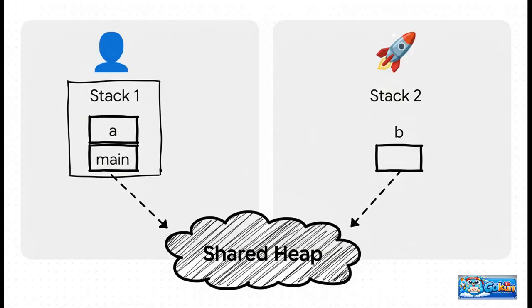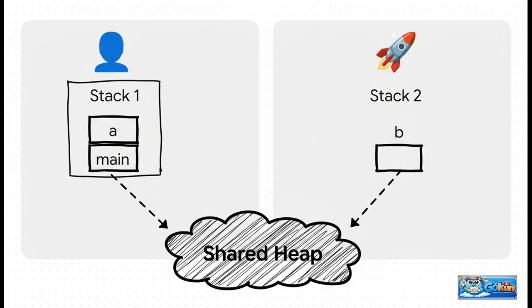And this slide gives you the perfect mental picture of what's happening. After main calls A and also launches go B, you have two parallel worlds. You have stack 1, which belongs to the main goroutine, and it has the frames for main and A. And you have stack 2, which belongs to the new goroutine, and it only has the frame for B. These two stacks are totally isolated from each other.